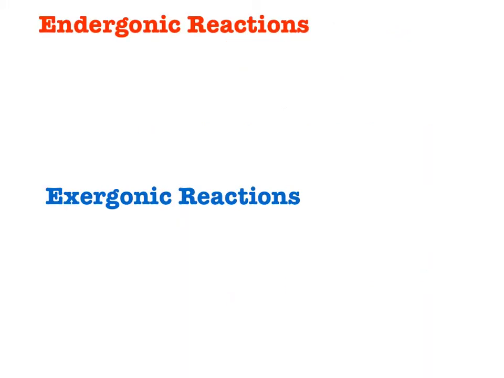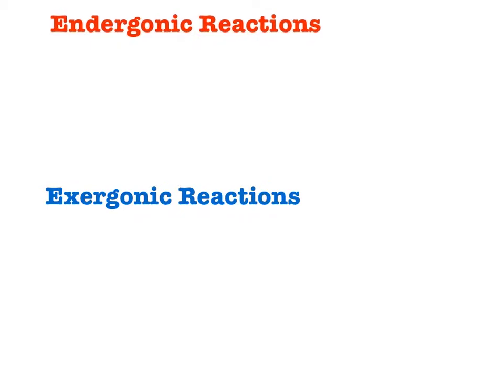So in relation to changes in free energy, reactions can also be classified based on how their free energy changes. And so those two reaction classifications are endergonic and exergonic. Ender means within. It comes from endo, which also means within. And exer comes from the prefix exo, which means outside of.